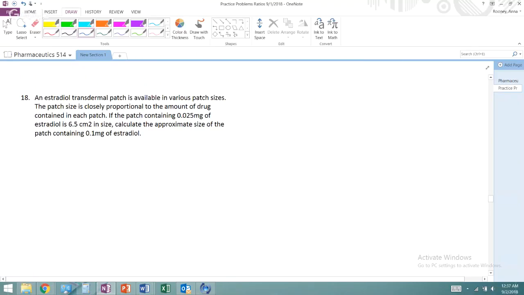So you have a patch, estradiol transdermal patch. The patch size is closely proportional to the amount of drug contained in each patch. This is an important thing. There are different types of patches. There are some that you can cut and some that you can't.